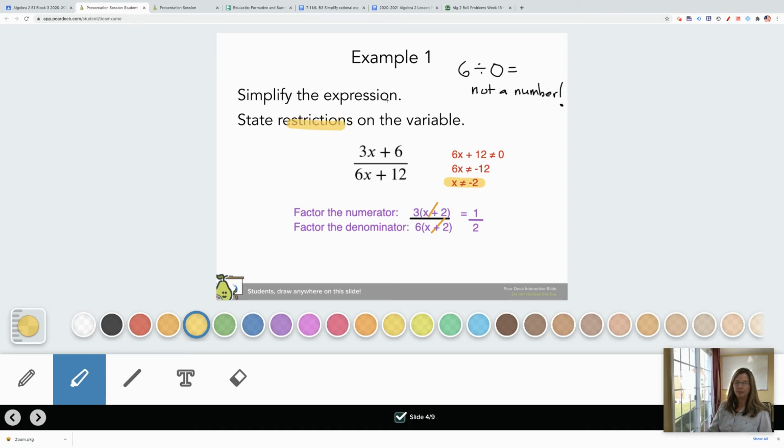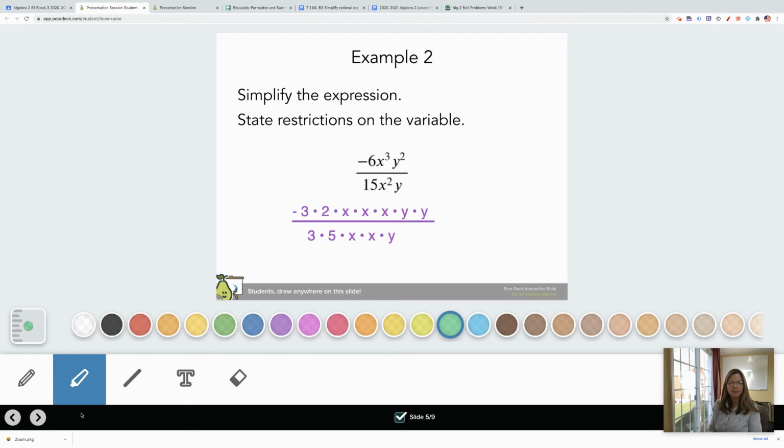And my simplified expression is 1/2. All right, so this is the focus of what we're going to be doing today. We're going to be factoring things. We're going to be looking for common factors that we can cancel out. We'll be simplifying, and then we'll be stating any restrictions that we have. So we'll move on to the next example.